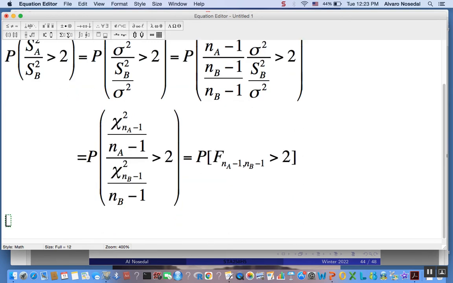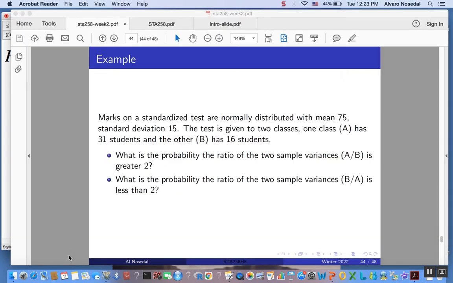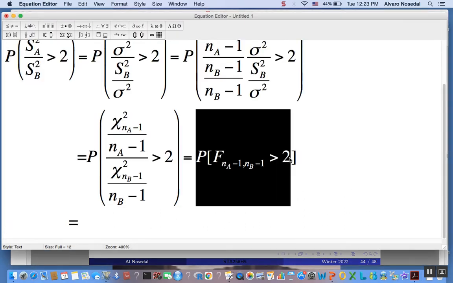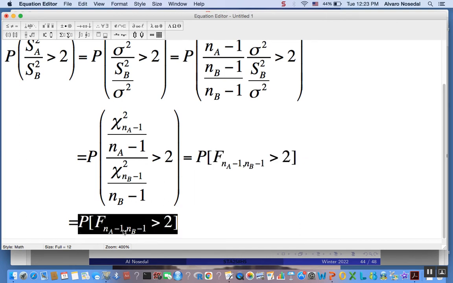So, in this particular case, what we have is first sample 31 students, so 31 minus 1, 30. 16 minus 1, 15 degrees of freedom. So what we want is the probability that an F distribution with 30 and 15 degrees of freedom is greater than 2. Okay?